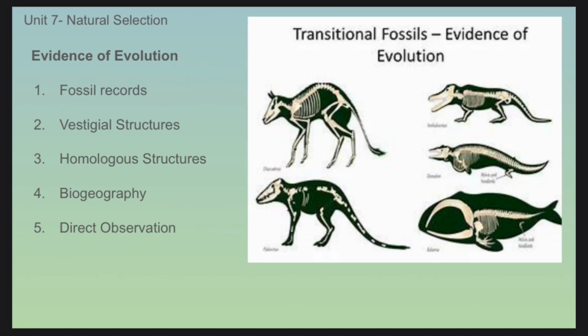Okay, now let's get to the evidence of evolution. So first, there's fossil records, vestigial structures, like for us, we have wisdom teeth or the appendix, homologous structures, how similar structures are compared to each other, biogeography, their locations, and direct observations.